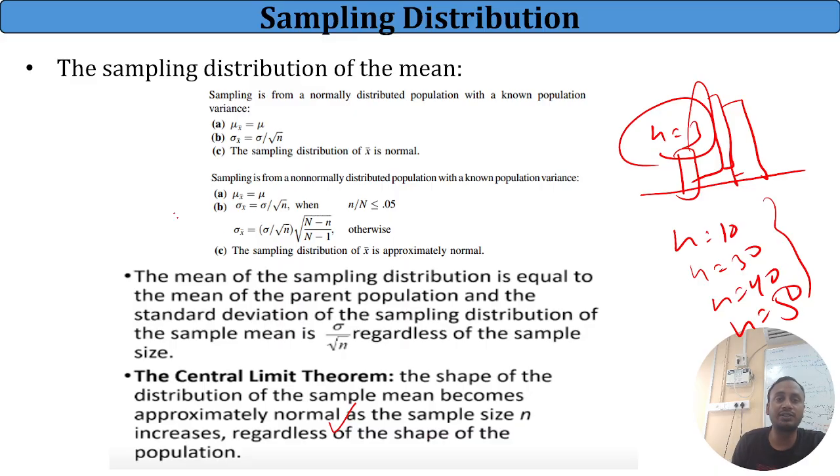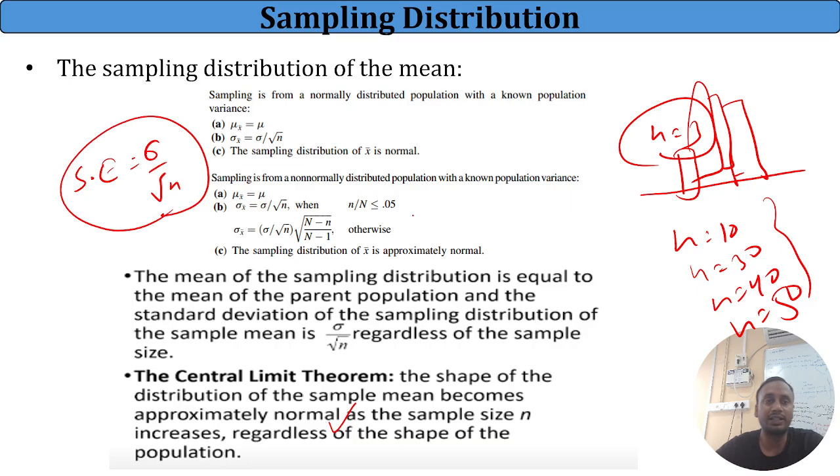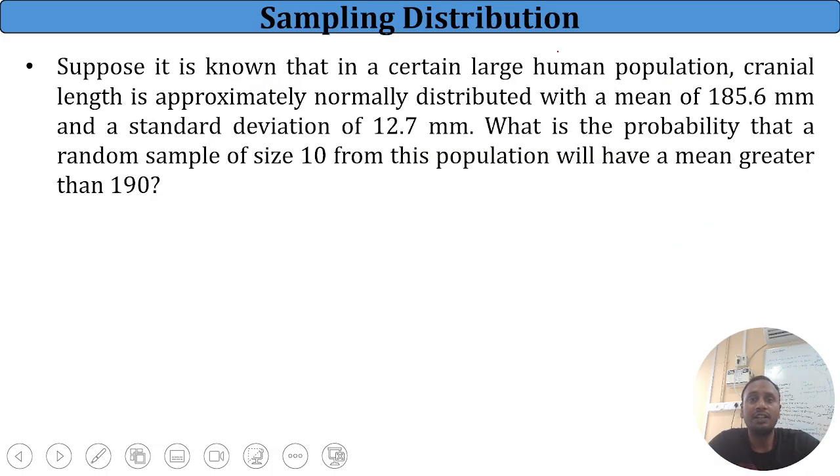So if we sample means, the standard error will be calculated as sigma by root n. Okay, now we will see one example based upon that.